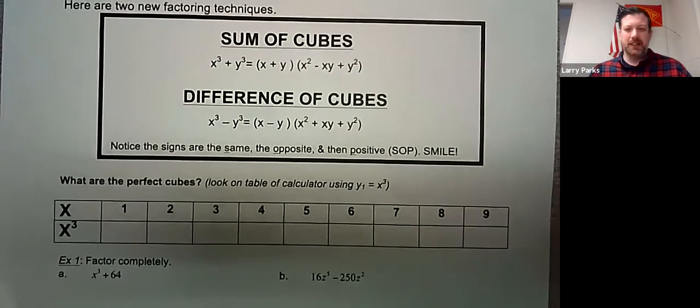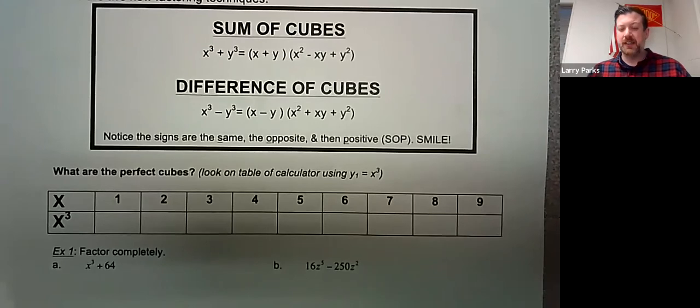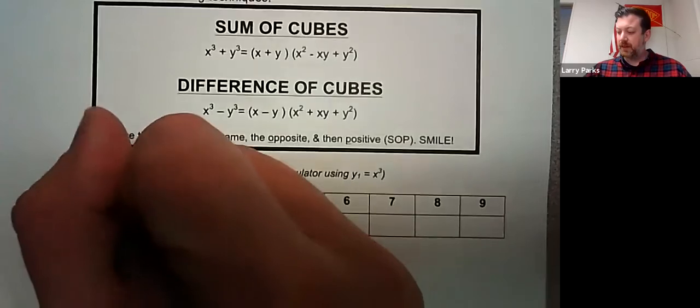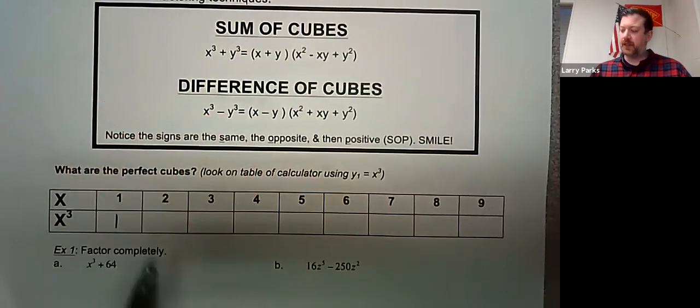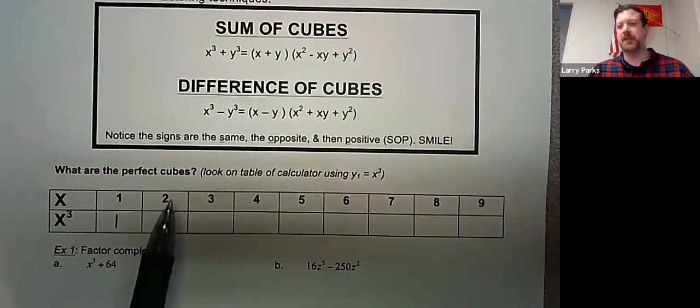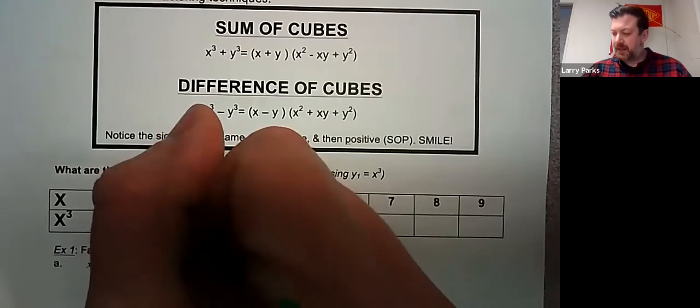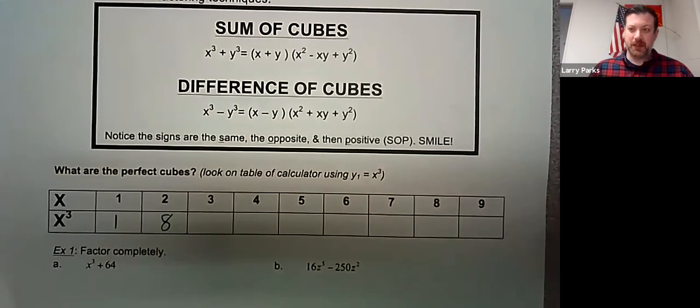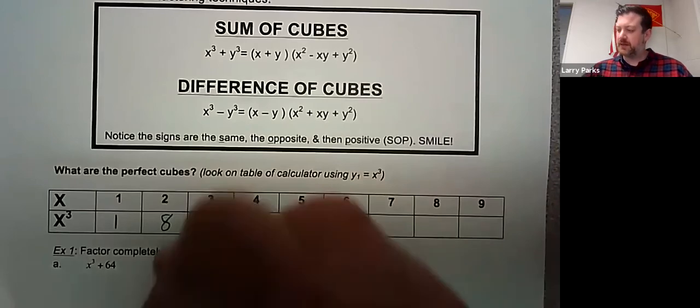So 1 to the third, which is not 3, is 1 times 1 times 1, which is 1. 2 to the third, which is not 6. I see that so much. People think that 2 to the third is 6. 2 to the third is 2 times 2 times 2. That's 8, because 2 times 2 is 4, times 2 is 8. 3 to the third, 3 times 3 is 9. Multiply by 3 again, you get 27.